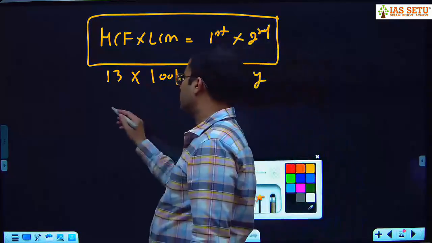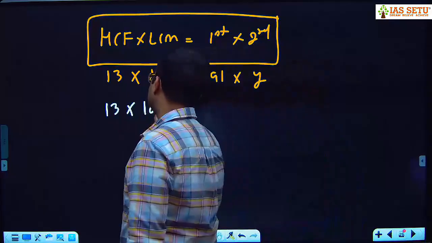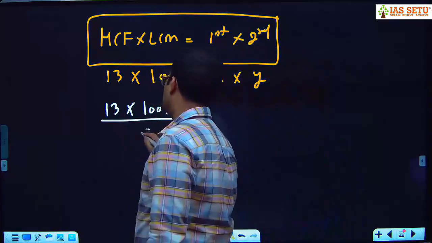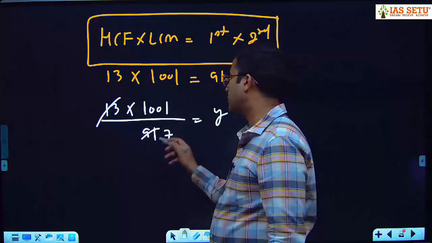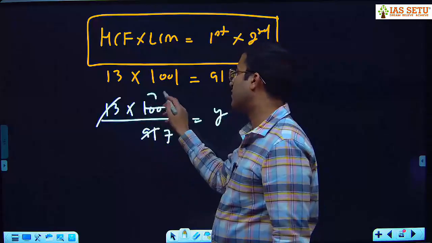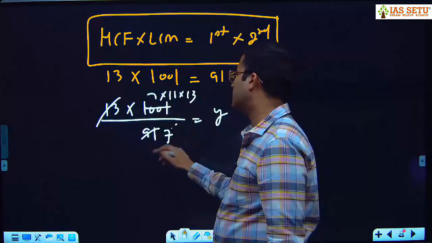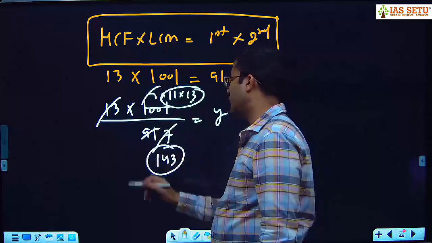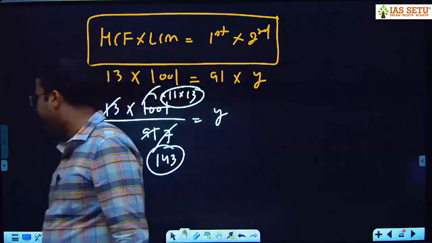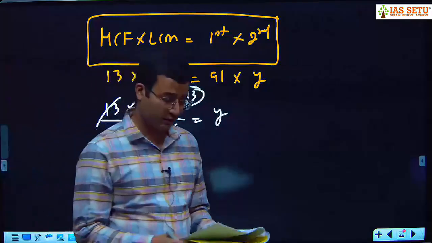So we can solve 13 into 1001 divided by 91. Okay, this is 7. तो यहाँ पे ये क्या है 7, 11, 13. 7 से 7 कट गया. 11 into 13 is 143. तो second number here is 143.